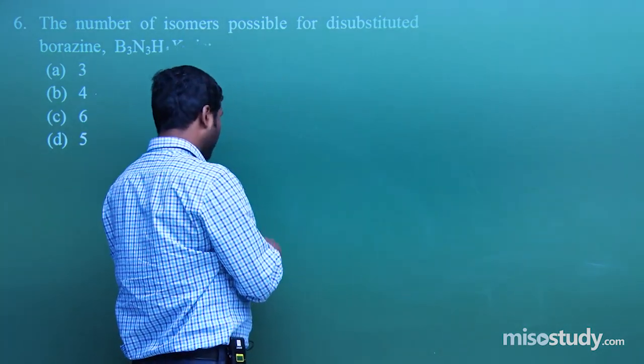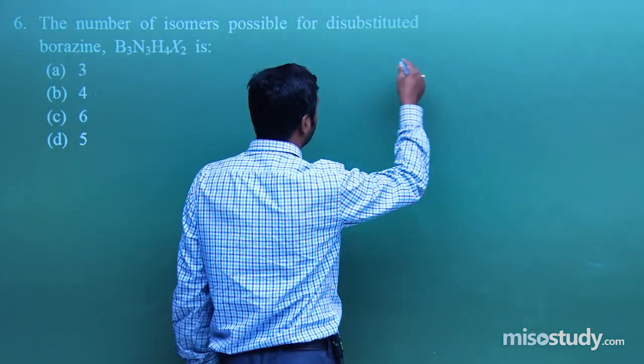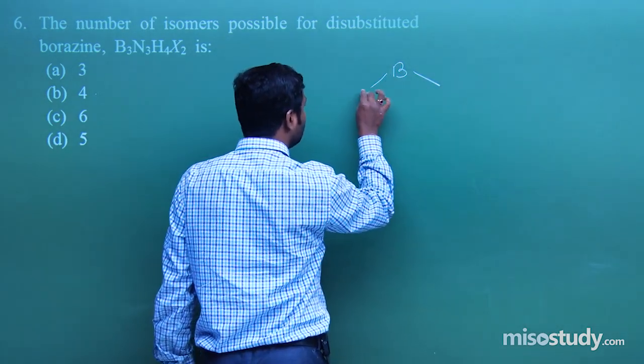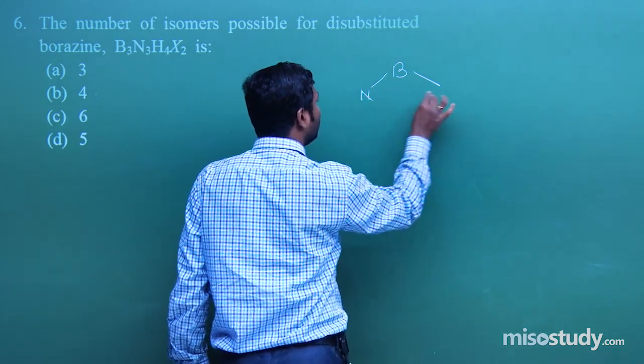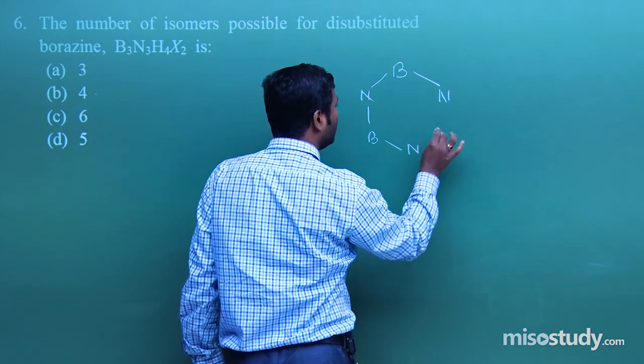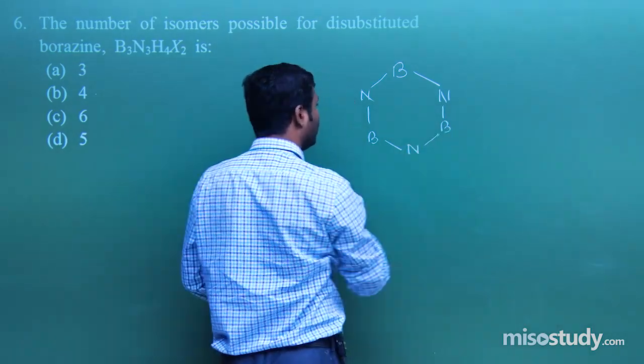Check out the thing and wait for a moment. First of all, let me draw the structure of inorganic benzene. Put here N and N, put here B, then N here, then put here B, then N here. Okay sir.